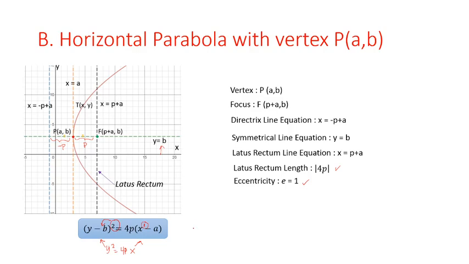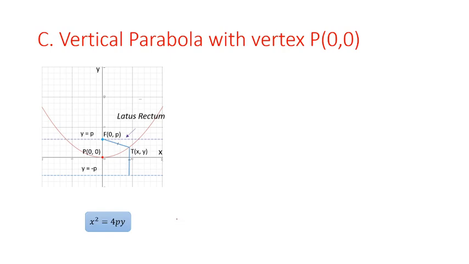Let's check the difference between the horizontal and the vertical parabola. First, the vertical parabola with vertex (0, 0). It is the same vertex, (0, 0). Now the directrix line is parallel with the x-axis, so the equation changes to y equals minus p. For the latus rectum, it becomes y equals p.